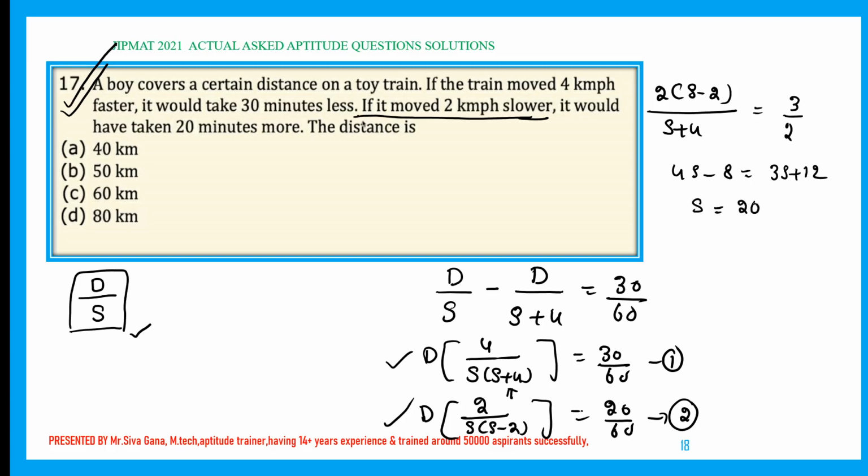Speed is 20. Let us take any one equation. If I take the first equation, you will get the value of d. d into 4 divided by 20 into 24 is equal to 30 by 60, nothing but 3 by 6. Now 6 gets cancelled. 20 into 3, 60. So distance is how much? 60 kilometers.